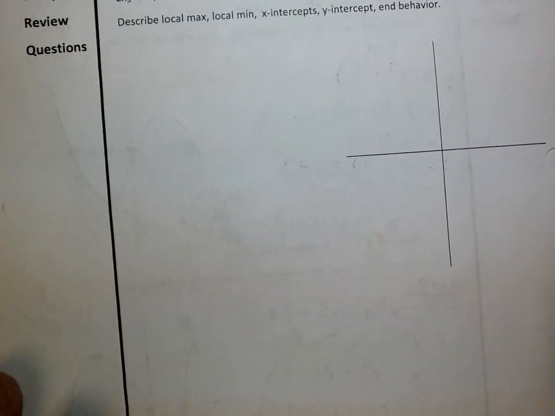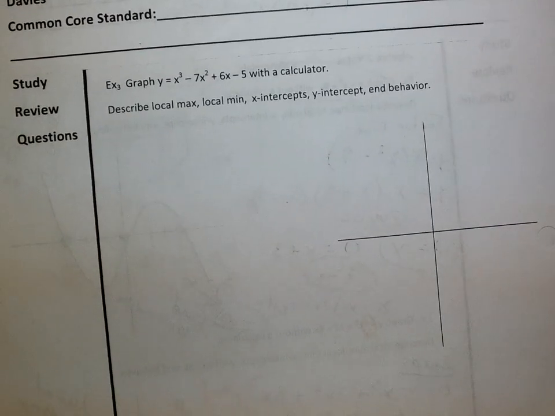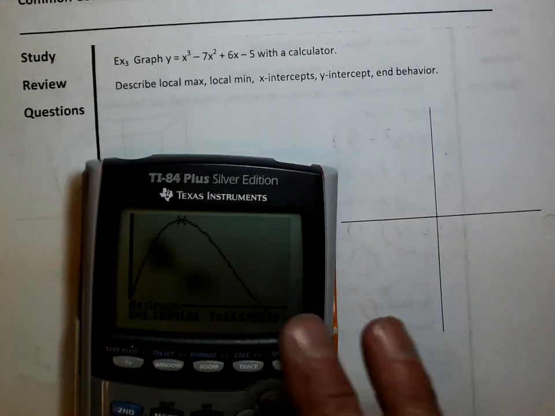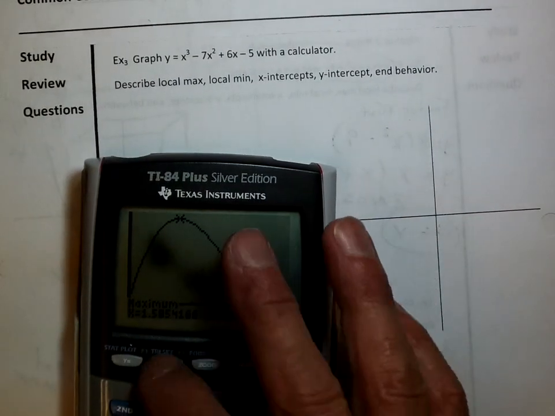All right, so same thing. Now this time it says with a calculator. So this one won't factor, so we're actually going to use a calculator. Before anything, I'm going to at least think about my window.